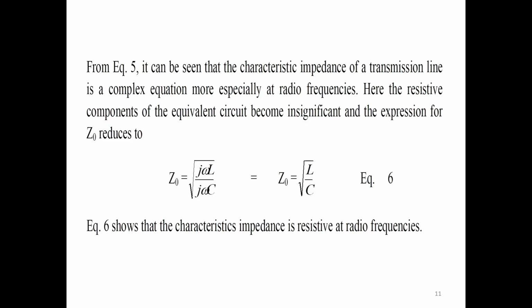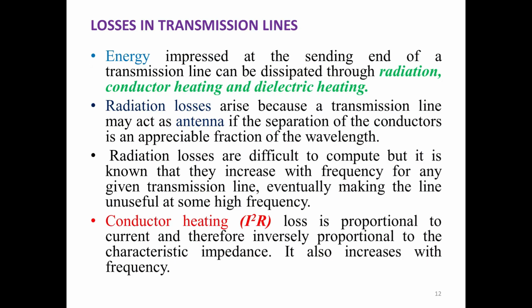From equation 5, it can be seen that the characteristic impedance of a transmission line is a complex quantity, more especially at radio frequencies. Here, the resistive components of the equivalent circuit become insignificant, and the expression for Z0 reduces to Z0 equals the square root of jωL over jωC, which is equal to the square root of L over C, called equation 6. Equation 6 shows that the characteristic impedance is resistive at radio frequencies.